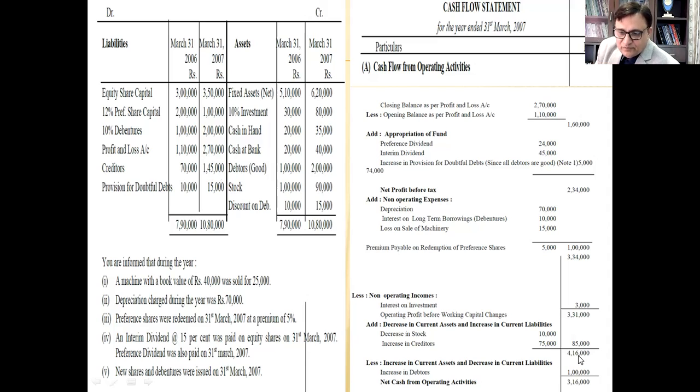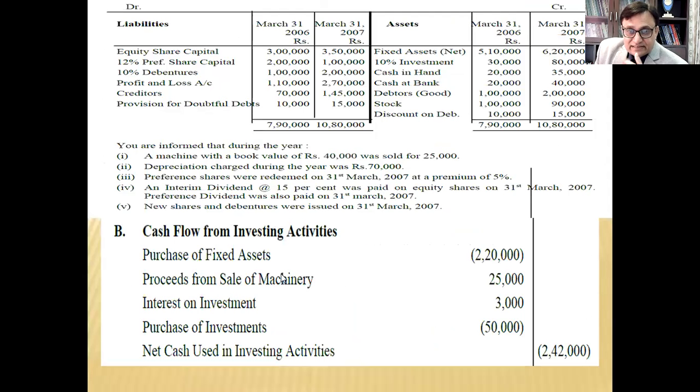So it comes out to 4,60,000, out of which the increase in current assets, 1 lakh, is deducted. So net cash from operating activities, 3,16,000, we will arrive at. So this is the process we follow. Now to find out the other activity, for example, we have to prepare the investing activity. Let's come to the fixed assets net account.